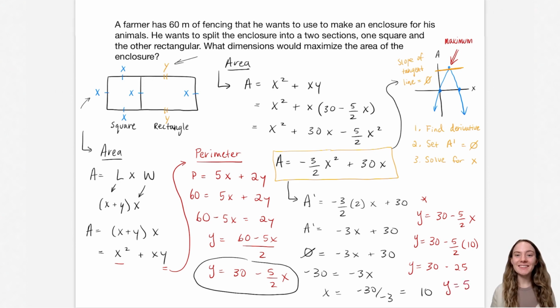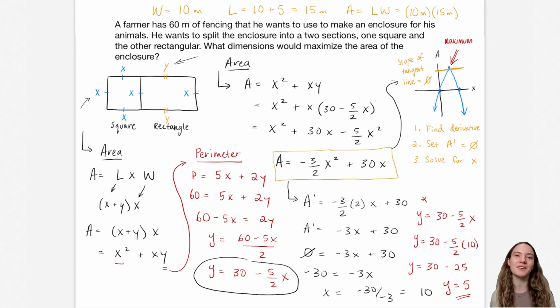And really, that's the end of our question. We know that the width of the enclosure has to be 10 meters and the total length has to be 15 meters in order to maximize the area of this enclosure. And that would give us a maximum area of 150 meters squared.